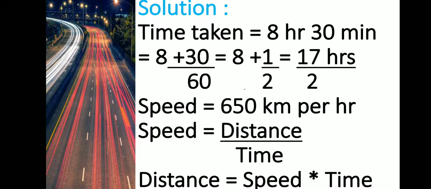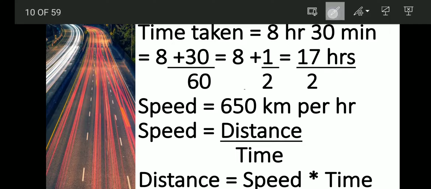Speed is given 650 km per hour. And we know the formula, speed is equal to distance upon time. We can find out distance by taking this time to the other side. So distance equals speed into time. I'll show you the conversion of this 8 hours 30 minutes into hours. So this is like this.